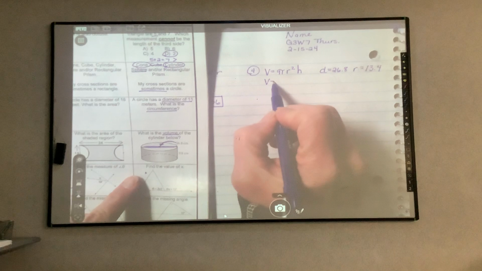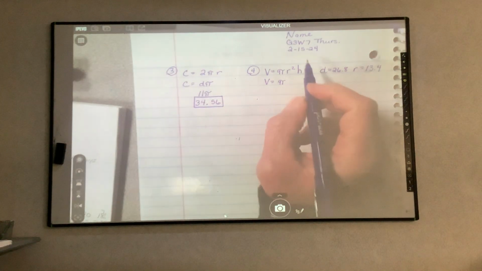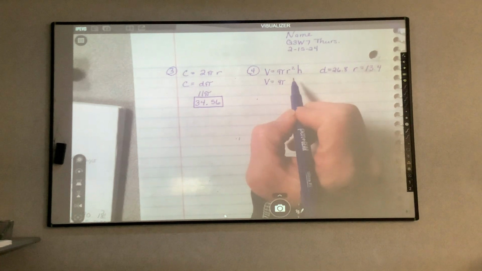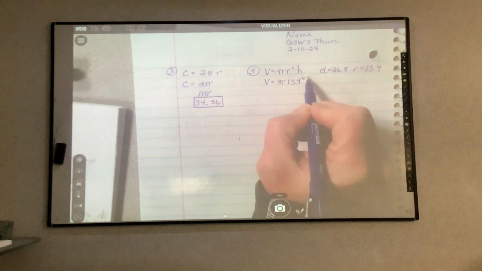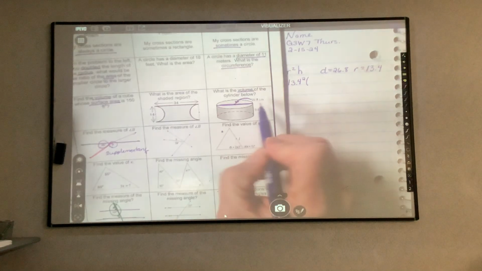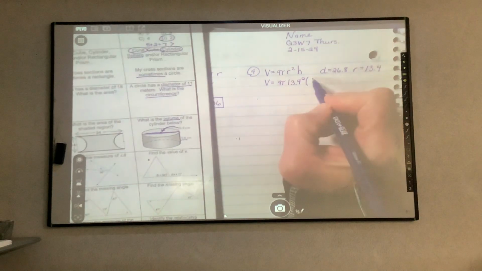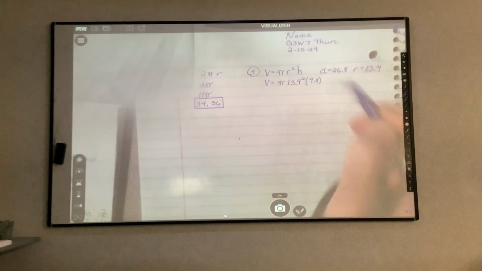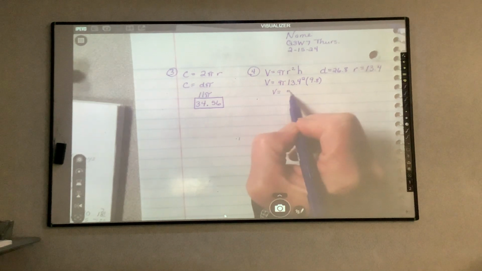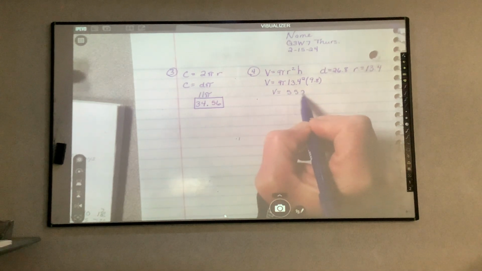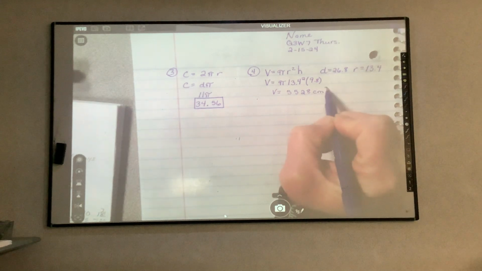So now I use that information, I put it in my formula. Volume equals pi times my radius, 13.4 squared, and times the height, which I look on here, and the height is 9.8. Plug that into your calculator, and I'm rounding it to the nearest whole number. 5,528 centimeters cubed.